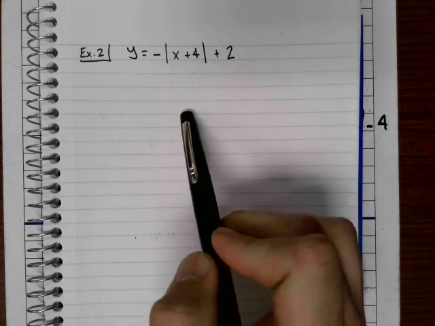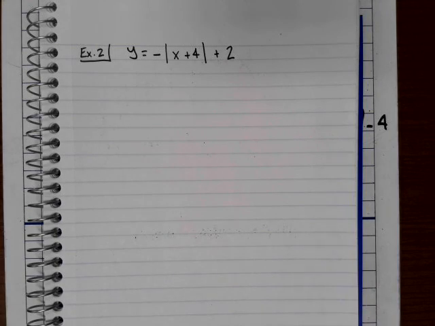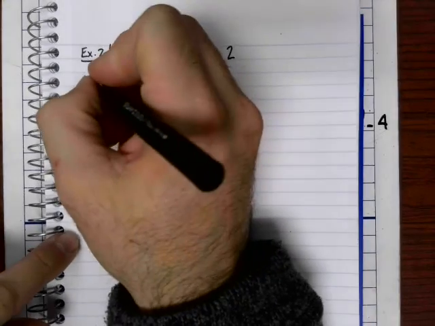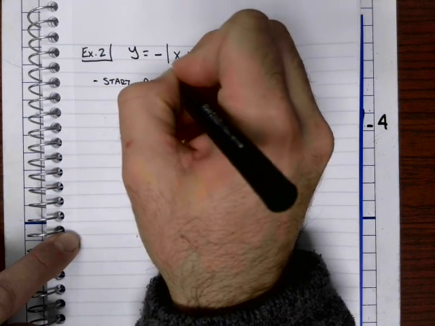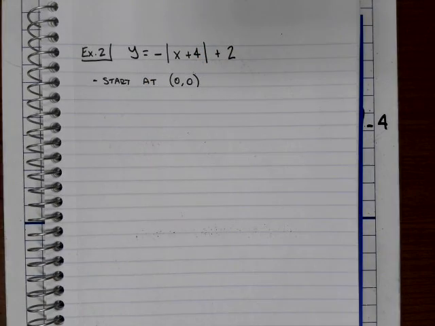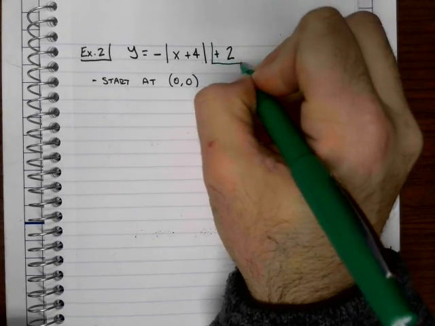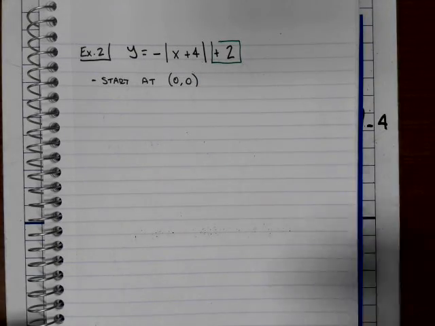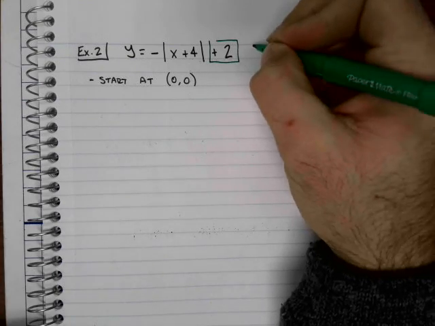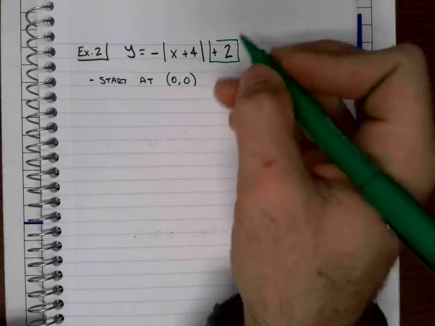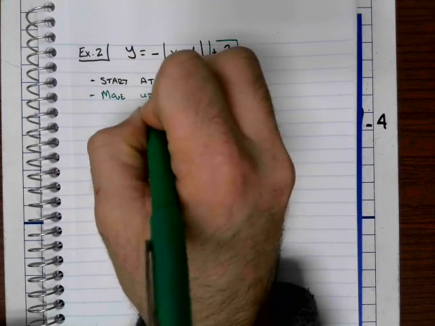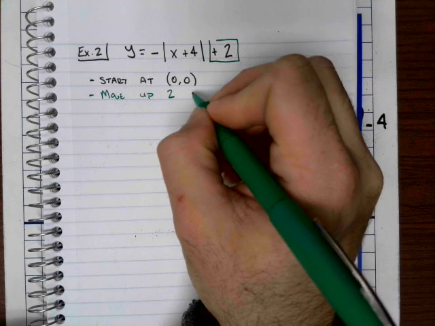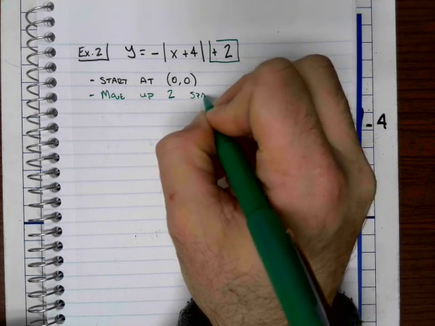Okay, so again, what's going to happen here, our graph is going to start at 0, 0. That's my origin. All right. This number tells me vertically, am I going up or am I going down? Well, what's happening here is our graph will move up two spaces. Okay, this tells me to go up 2.